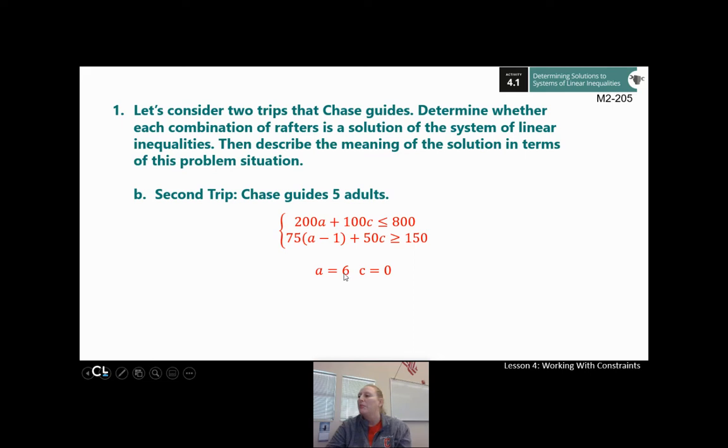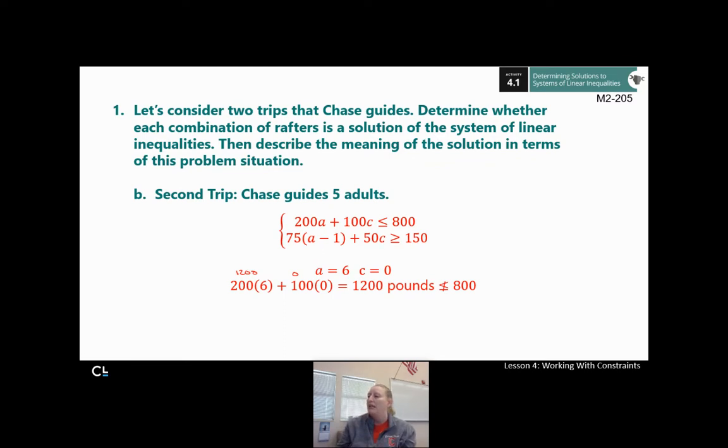So again, I'm going to plug in for A, I'm going to plug in for C. So 200 times 6 plus 100 times 0. Well, 200 times 6 is 1,200. 100 times 0 is 0. So we have 1,200 pounds in the boat. That is not less than or equal to 800. That's not good. Let's check the second inequality.